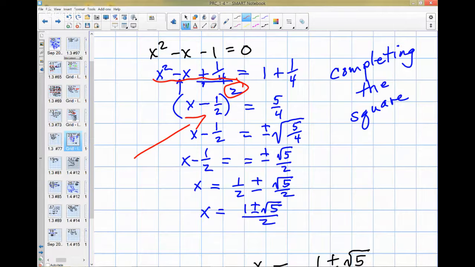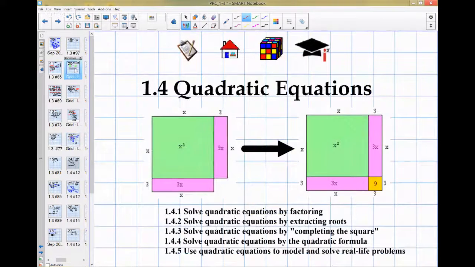Technique 2 was, I lost it. What was technique 2? I got to think. I got to peek back. Technique 2 was, oh yeah, if it's already a perfect square, take square roots. And then technique 3, the one I just went through, is completing the square.